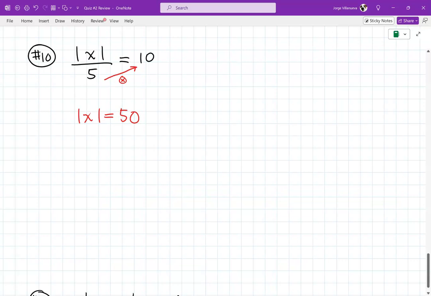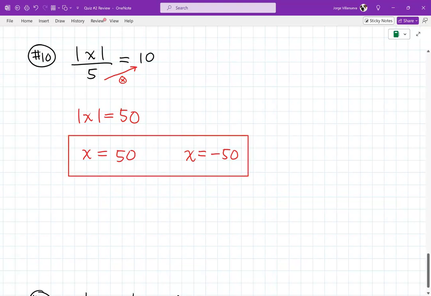Now at this point I can break it apart. So when I break it apart, I'm going to get x equals 50 and x equals negative 50. Right? It's equal to a positive number, and it's equal to a negative number. I can't do anything to solve these, so basically I'm done. That's it. Those are my two answers.